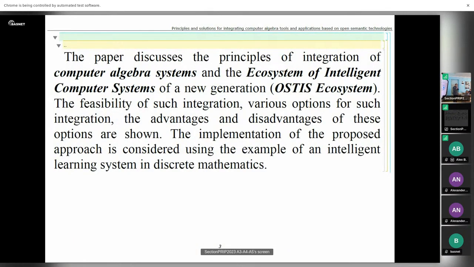The main direction of work of our department, of our scientific school, is the development of an ecosystem of intelligent computer systems of a new generation. Within this ecosystem, we are going to integrate a lot of different approaches, different models, methods, and so on. So today we will discuss one of the results of our work.